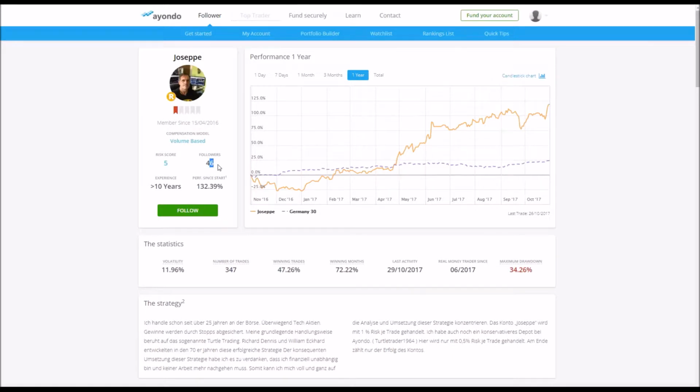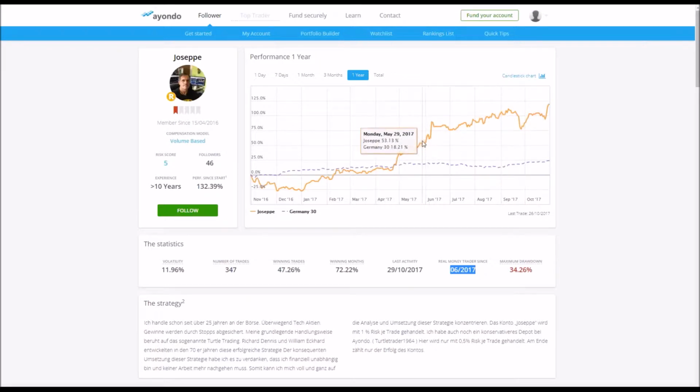Followers, only 46 followers so far. Performance since start up 132%. But now we start looking a bit more at the nuts and bolts of what's been going on here. First of all, the first thing for me, this person's been trading since 2016, but has only been trading with real money since June 2017. Okay, so I would need to take that into account.